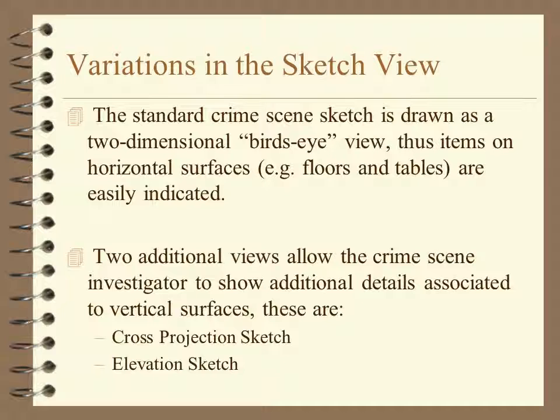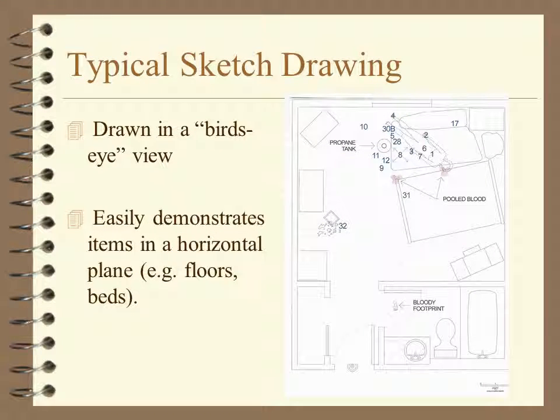Now, there are some variations in the sketch view. As we mentioned before, the one that's commonly used is a bird's eye view, in other words, items on a horizontal surface. There are other views such as a cross projection and an elevation sketch, and those are used when we're trying to get different dimensions, and we'll talk about those in just a moment. And this is your typical bird's eye view sketch. This particular sketch, as you imagine, has been done with a computer-assisted drafting program. Everything is in a horizontal plane, such as furniture, evidence, body position, and so forth.